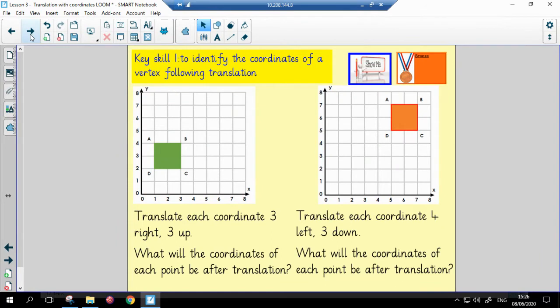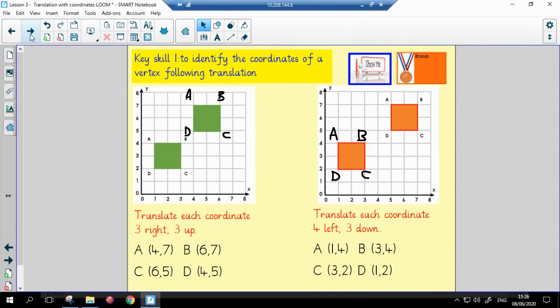So on the school website, with the questions and answers for this lesson, I've posed these questions for you so you can have a go on a piece of paper. I'd like you to translate each of the coordinates 3 right, 3 up, and then on the other question 4 left and 3 down, and then I'd like you to tell me what the new coordinates will be of each of those points. When you've done that, please move on to the answers on the next slide.